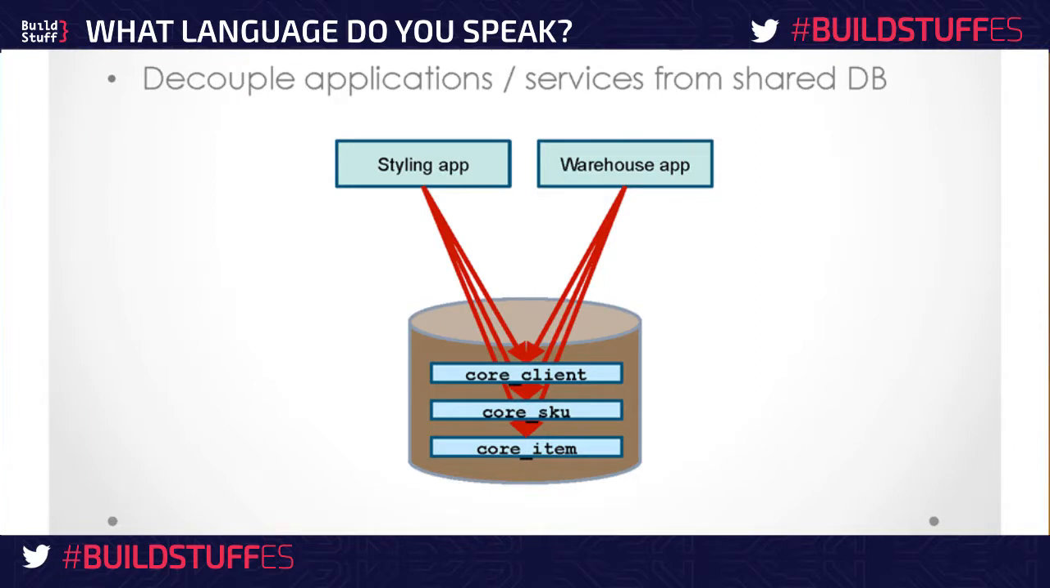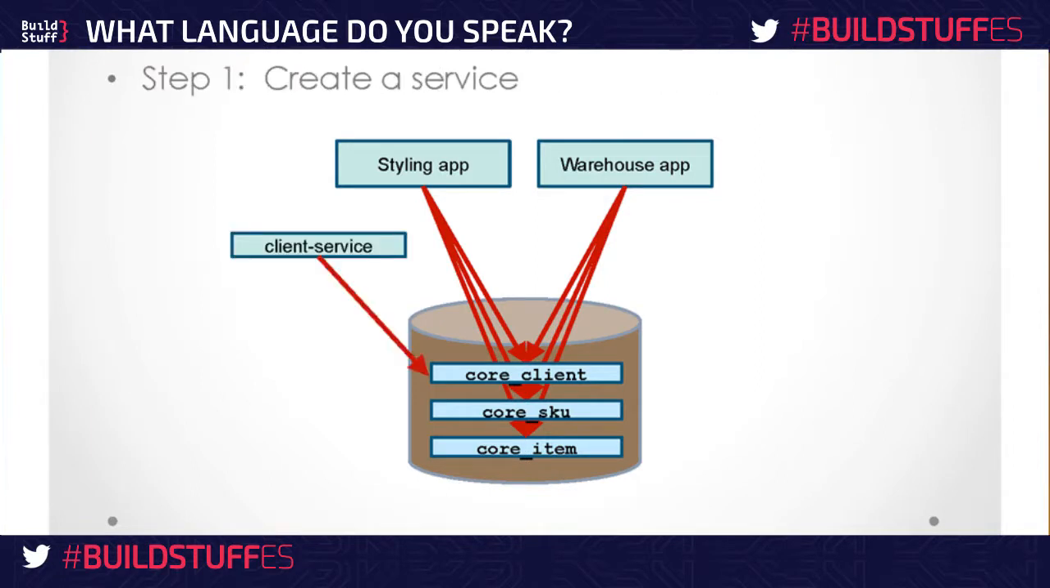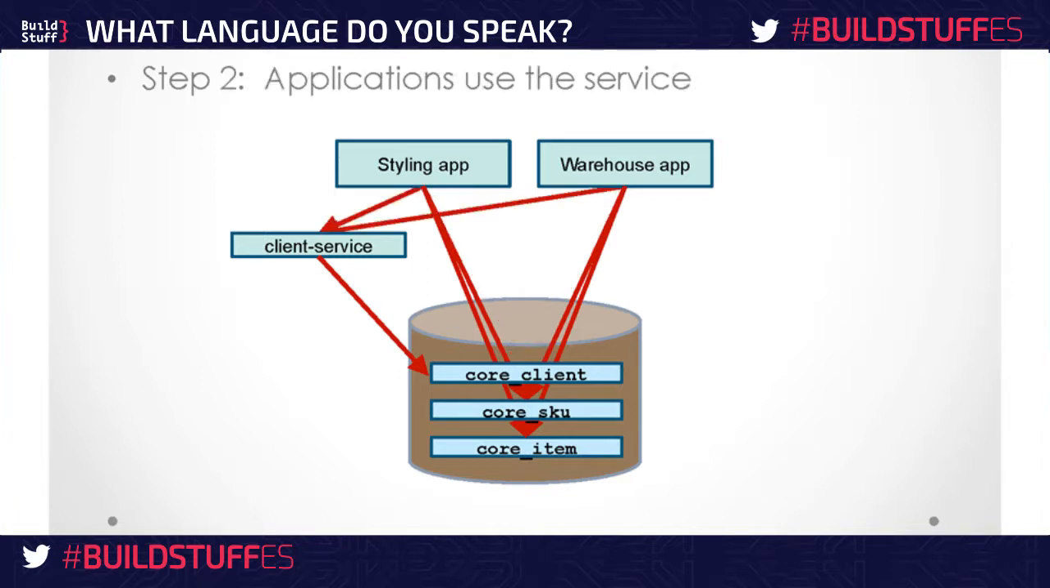Okay, so step 1 is we're going to create a service. Let's imagine it's a client service, so this is a service about our clients at Stitch Fix, and that client service is using this table that's about clients. So the second step, which is the hardest step, is let's simply point the applications that used to use that table directly to the service.